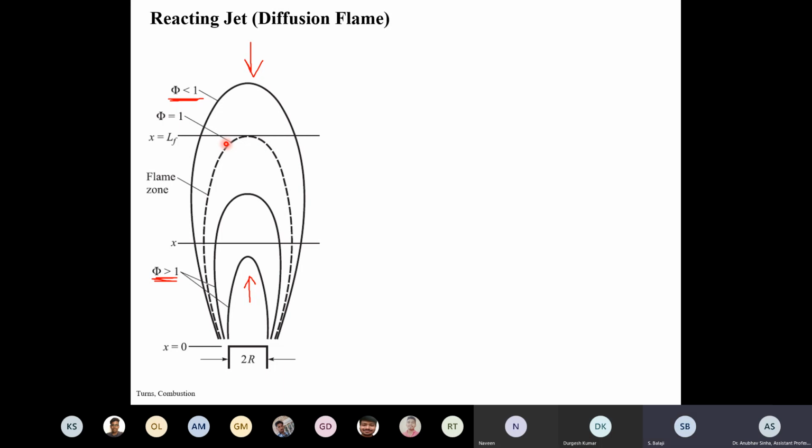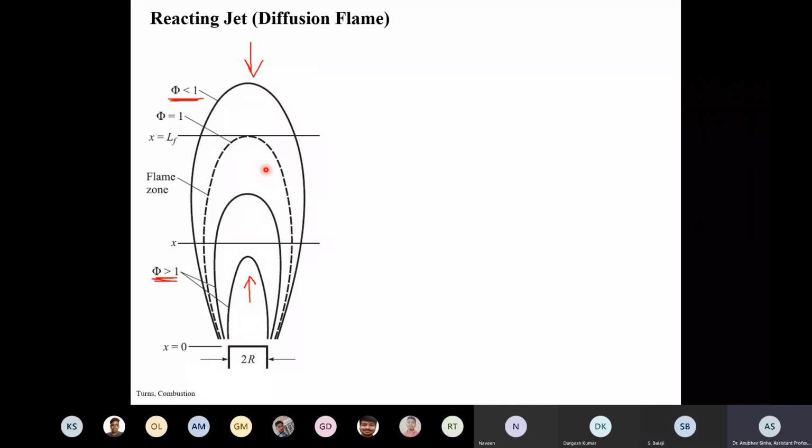Yes, sir. So what this plot says is that if the flame is formed here, it will be in the lean region. If the flame is formed here, it will be in the rich region. So these both are not good locations. The best is for the flame to burn here. That's what. Now I hope you are clear.